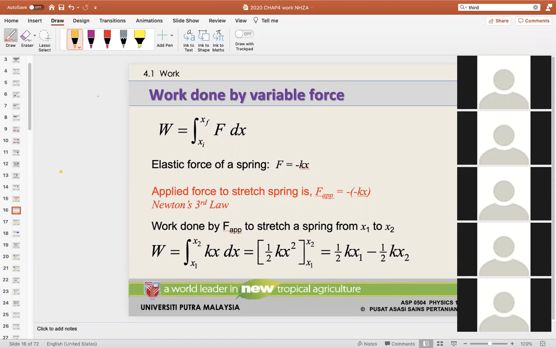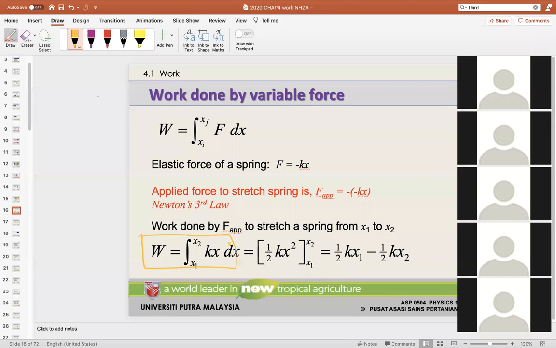Okay. So this is when you have a variable force. Work done is the integration of force from displacement 1 to displacement 2. So this is your equation. Is it important for you to know this equation?